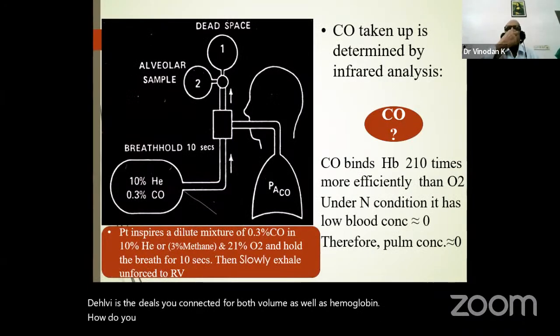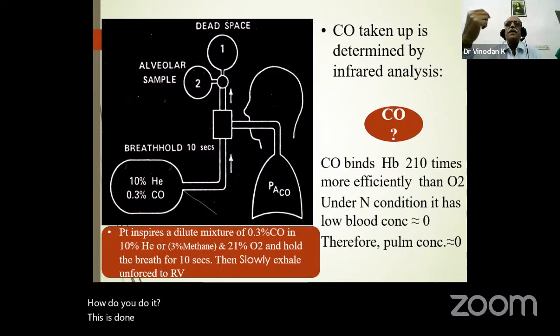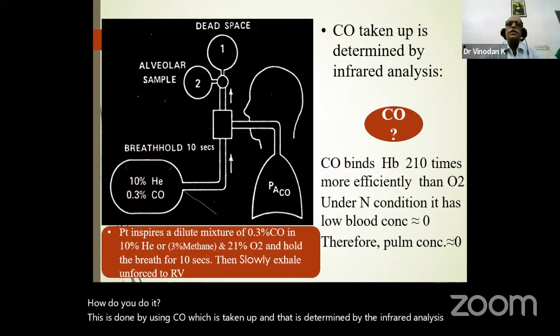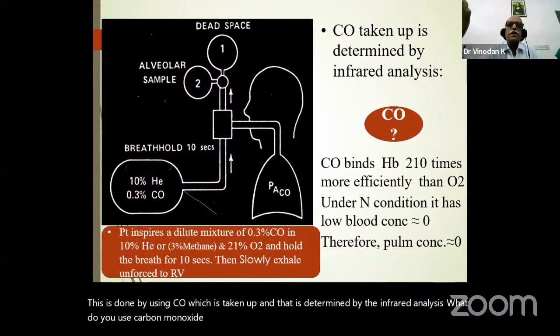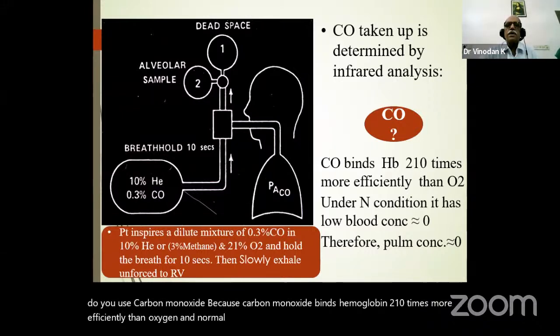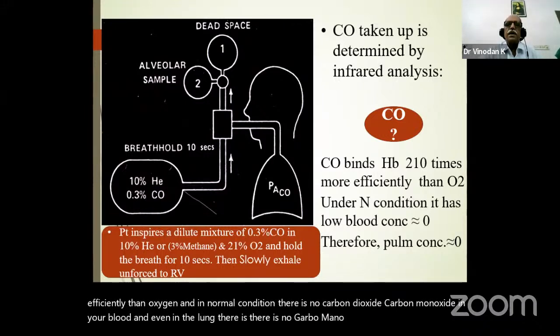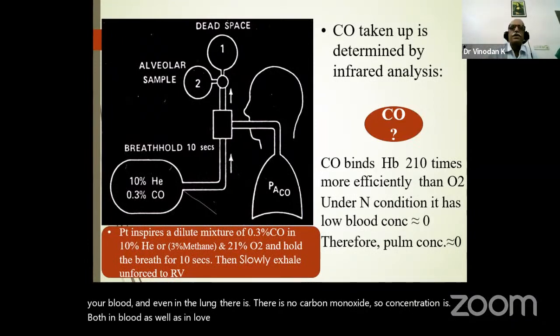Now, how do you do it? This is done by using CO, which is taken up, and that is determined by infrared analysis. Why do you use carbon monoxide? Because carbon monoxide binds hemoglobin 210 times more efficiently than oxygen. And in normal condition, there is no carbon monoxide in your blood, and even in the lung, there is no carbon monoxide. So concentration is nil both in blood as well as in lung, and it binds most efficiently to the hemoglobin.